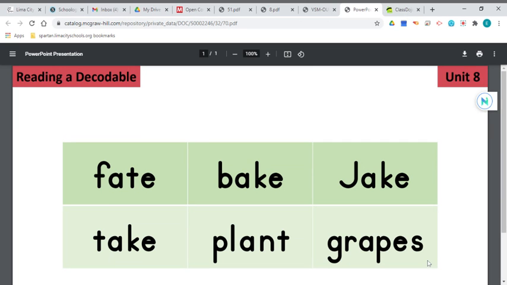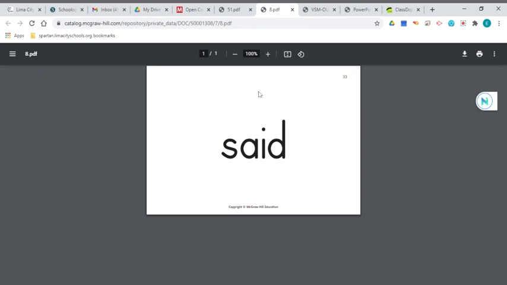Before we read our story, we need to know our new high frequency words. This is S-A-I-D, said. And also we are going to be looking at the word that. There's our digraph, th, that. So your high frequency words, said and that.